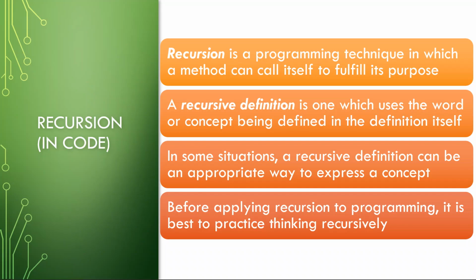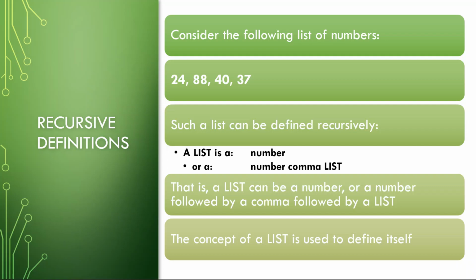A recursive definition is one which uses the words or concepts being defined in the definition itself. You'll see examples coming up. In some situations, a recursive definition can be an appropriate way to express a concept or problem. Applying this in programming is good practice for solving problems where in general you could use a stack to keep track of things, but recursion using the system stack becomes a whole lot more useful.